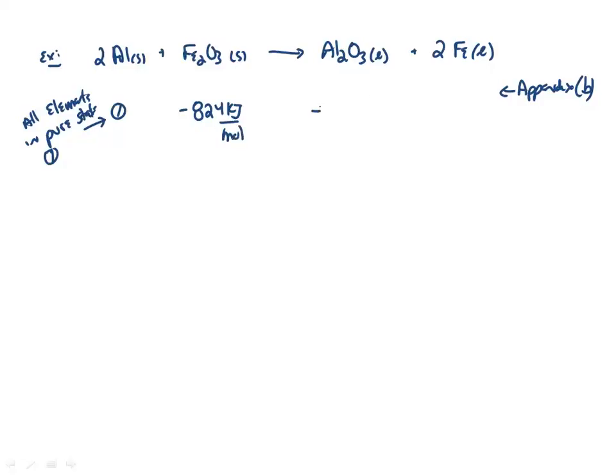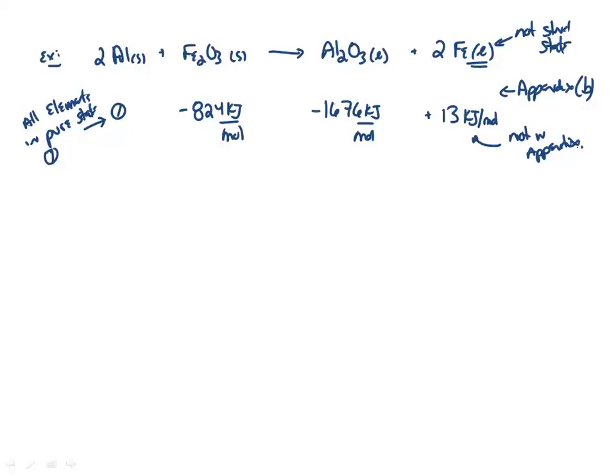Al2O3 in the appendix is minus 1676 kilojoules per mole. And then I have to be honest, this is kind of a crappy example. Iron liquid, since it's not its standard state, meaning it's not a solid, we have to look that one up, and it's really just 13 kilojoules per mole, meaning it doesn't take much energy to change from a solid to liquid for iron. This is not in the appendix. I think I just Googled it in the end.